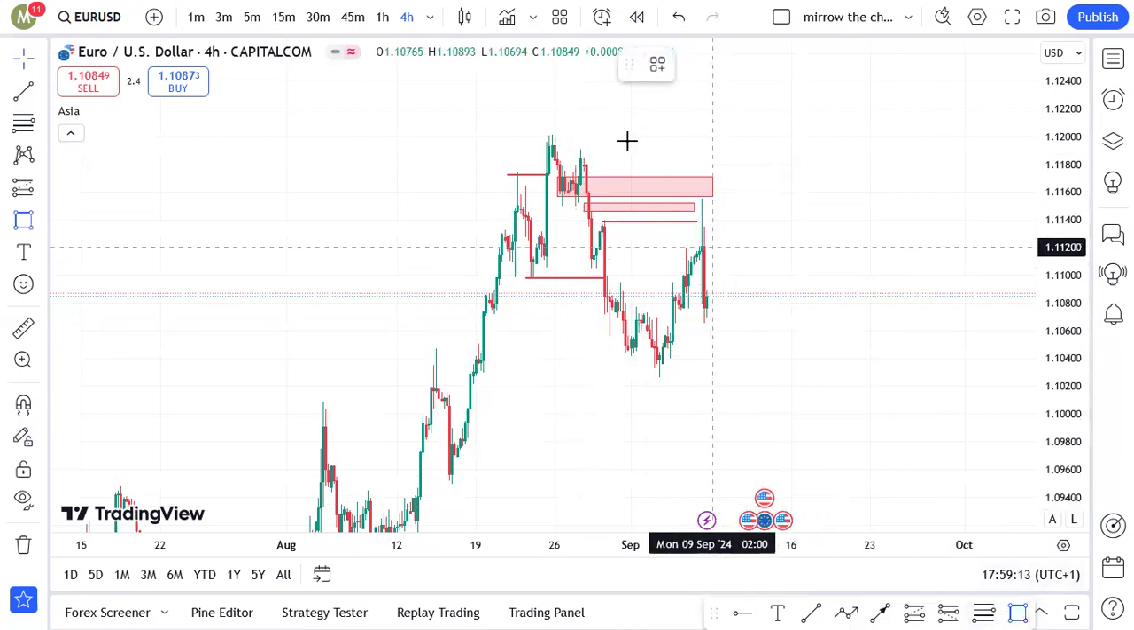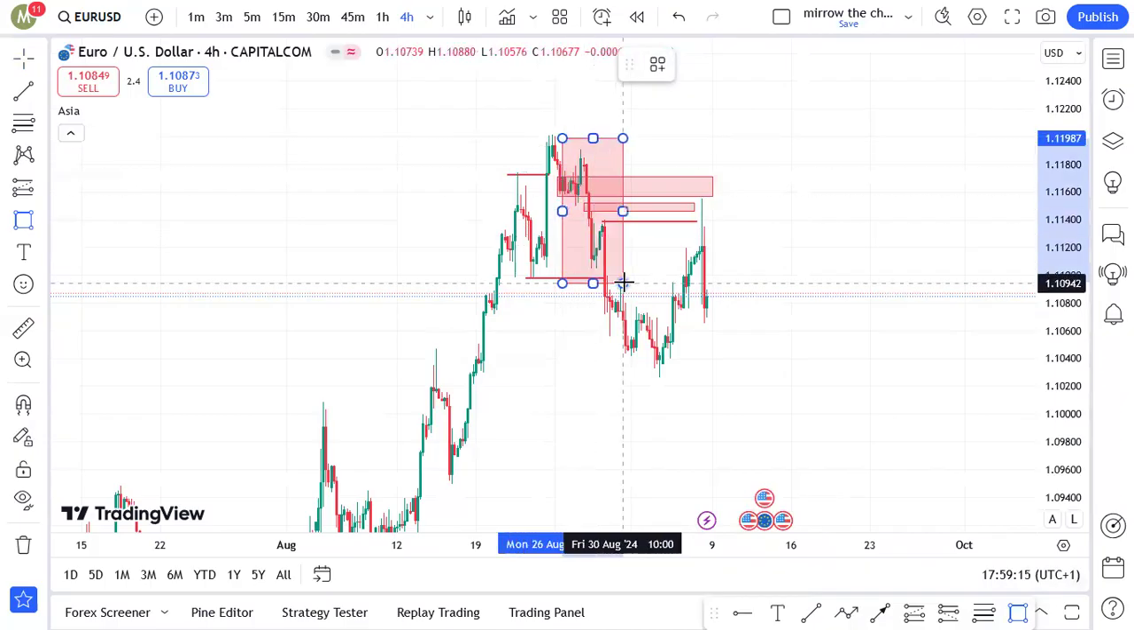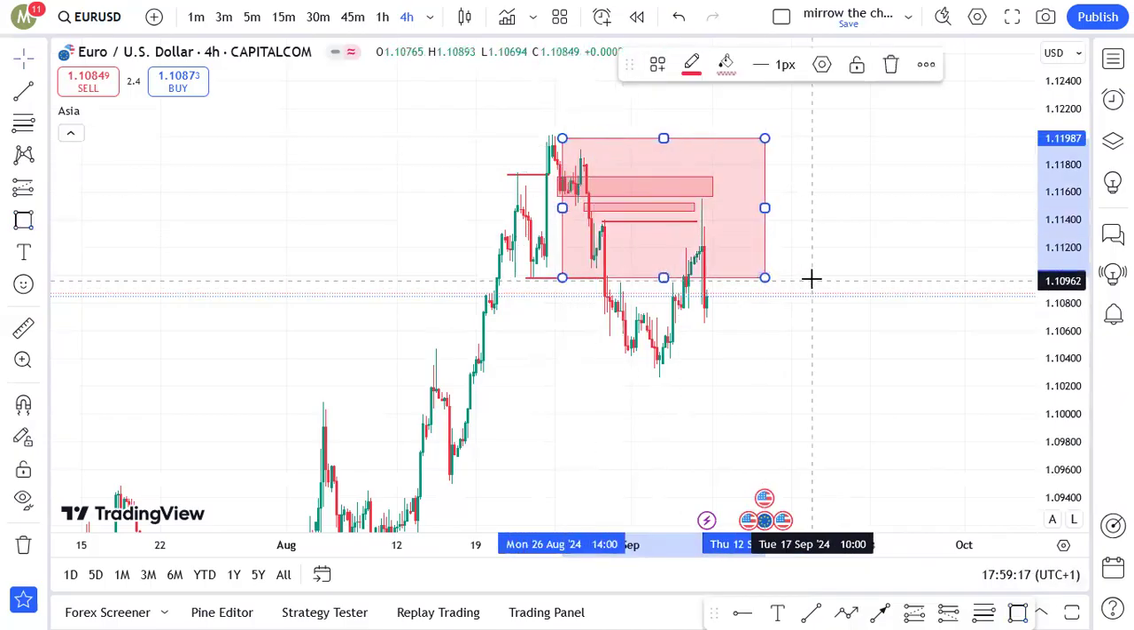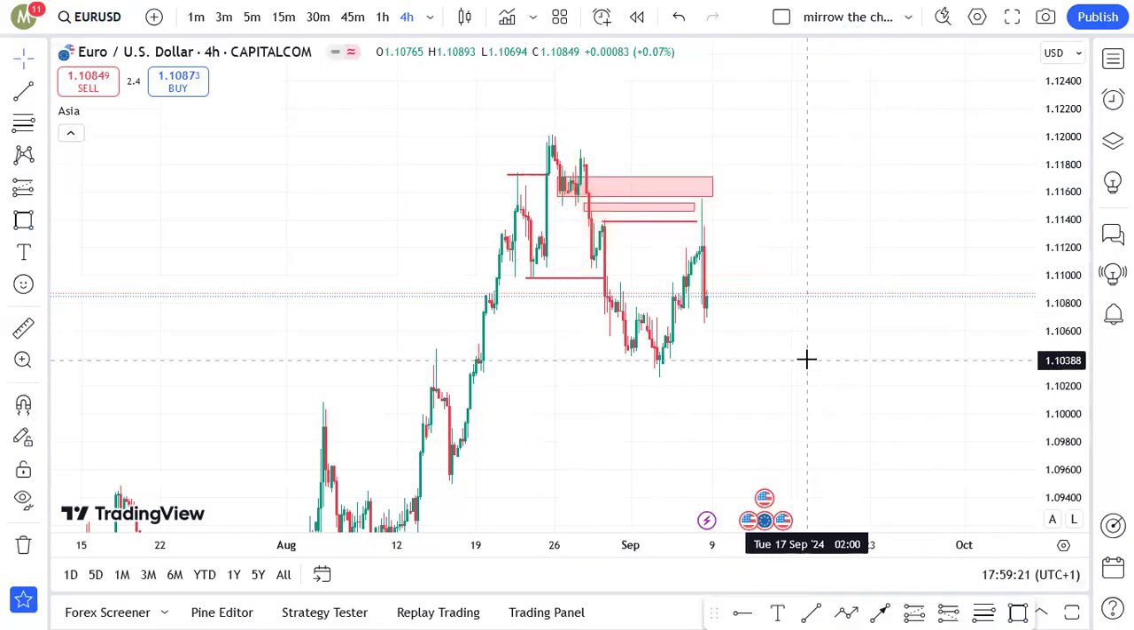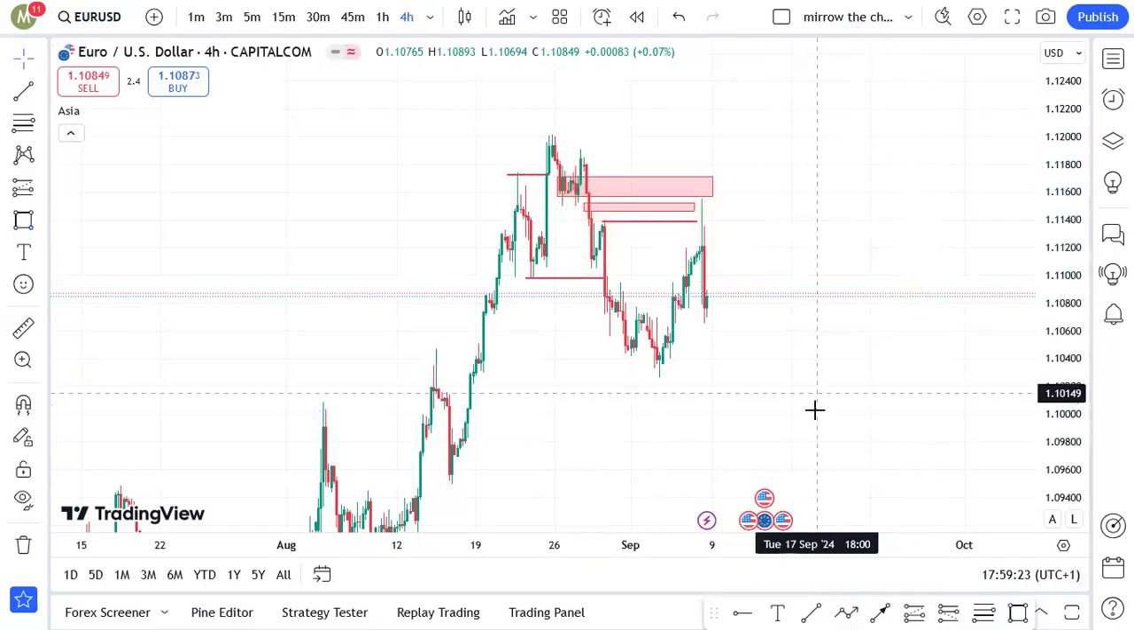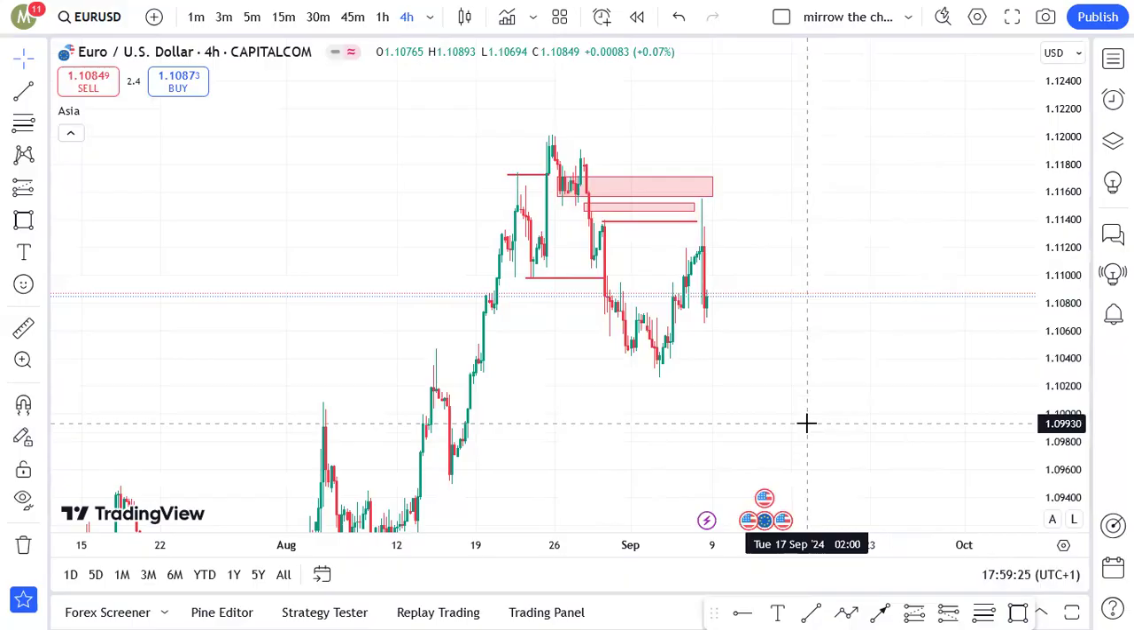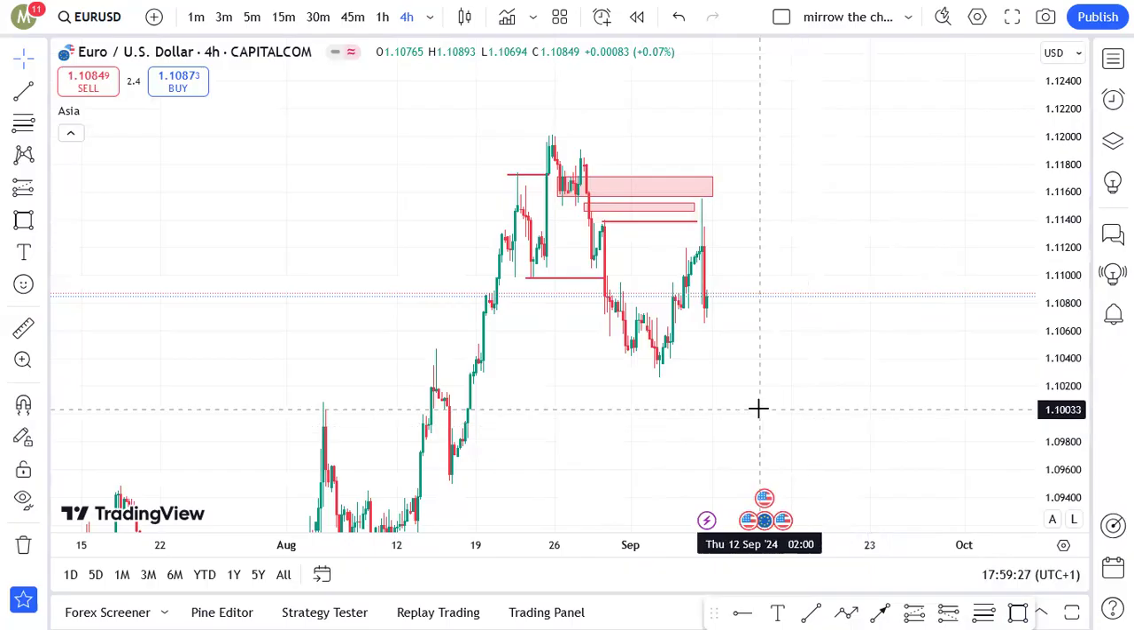Just like this one here. I believe I'm not too far. Just like this one here. You see? This is just a typical example of a valid range structure. If you understand a range structure, you will not have a headache picking out the direction of a trend.